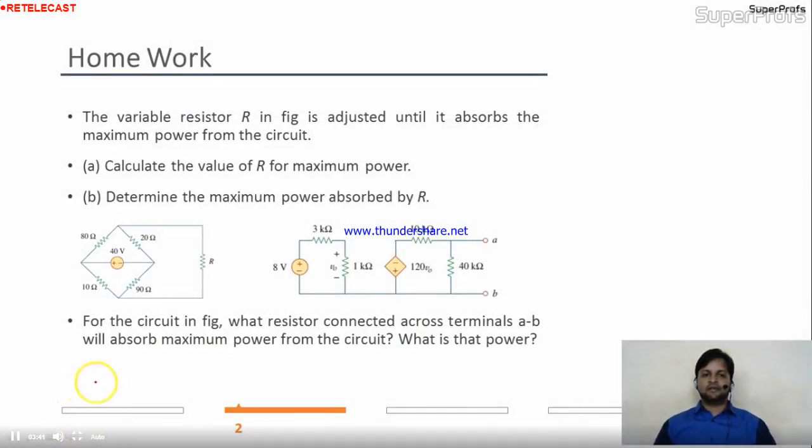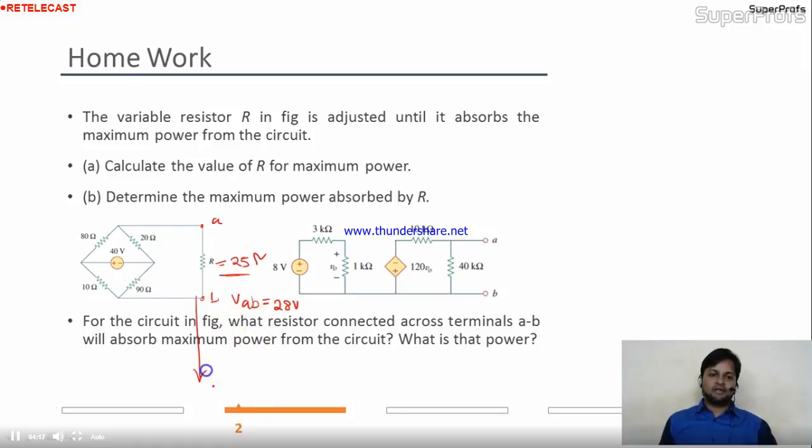Here we go. But before we proceed, see this. Last time I gave you homework. I hope you people are doing that also. For this particular one, the value of resistance is 25 ohm. If you solve this, you will get the value 25 ohm, and the VTH across terminals A and B is nothing but 28 volt. Is it okay?